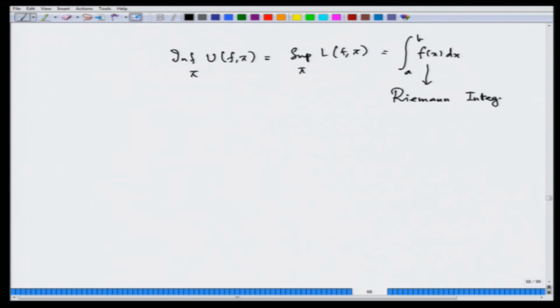We will not go into too much discussion on Riemann integrability. So, let us tell you what sort of functions are Riemann integrable. Every continuous function on a b is Riemann integrable.